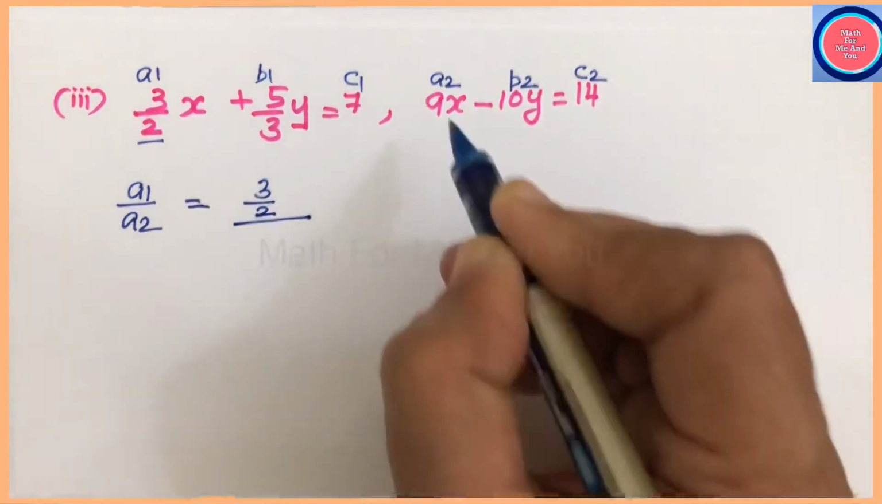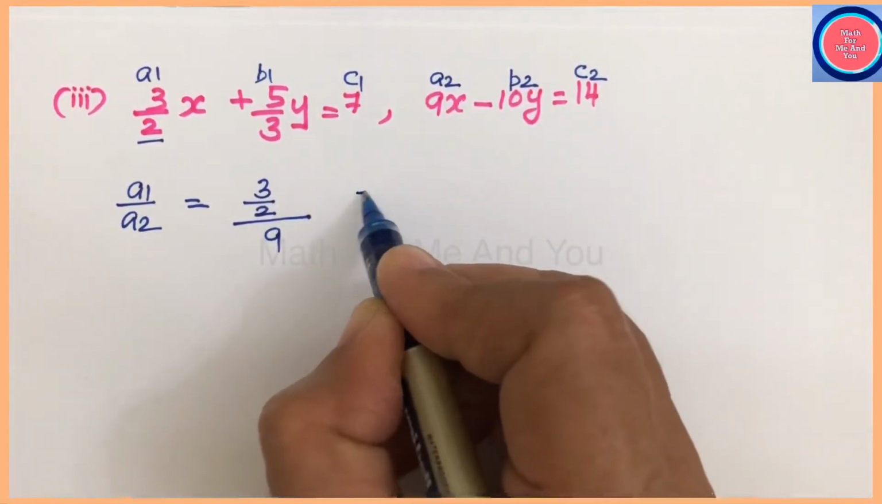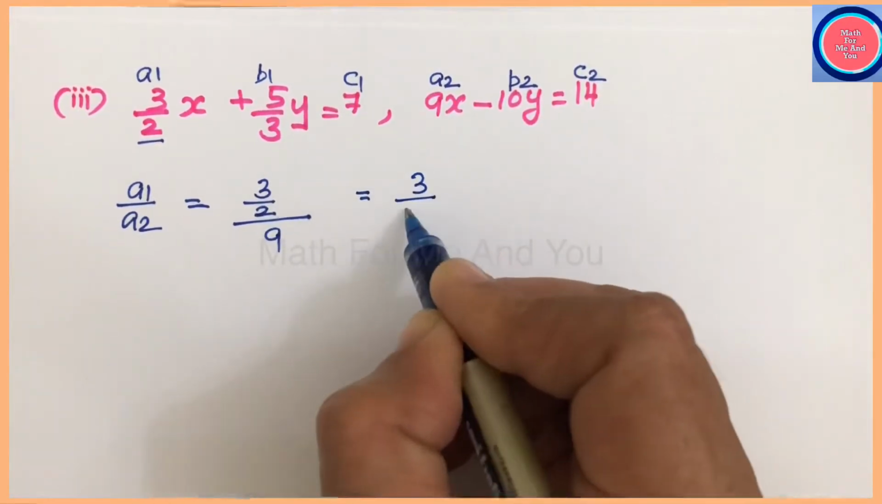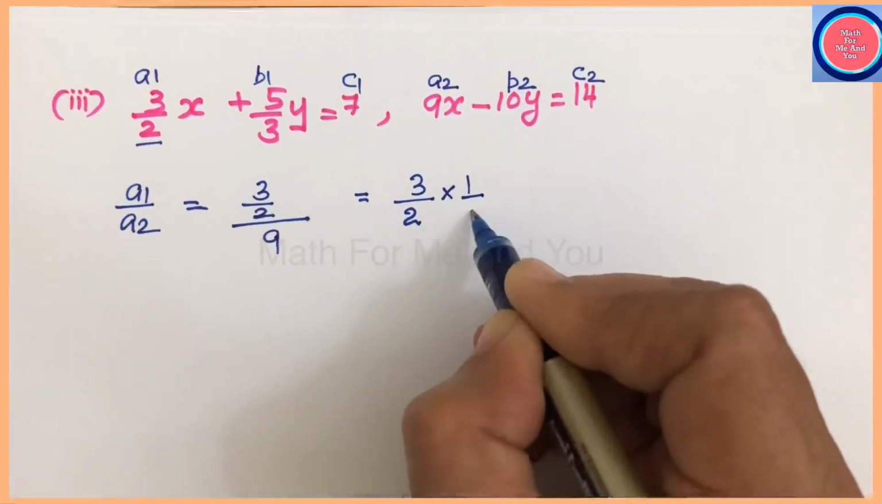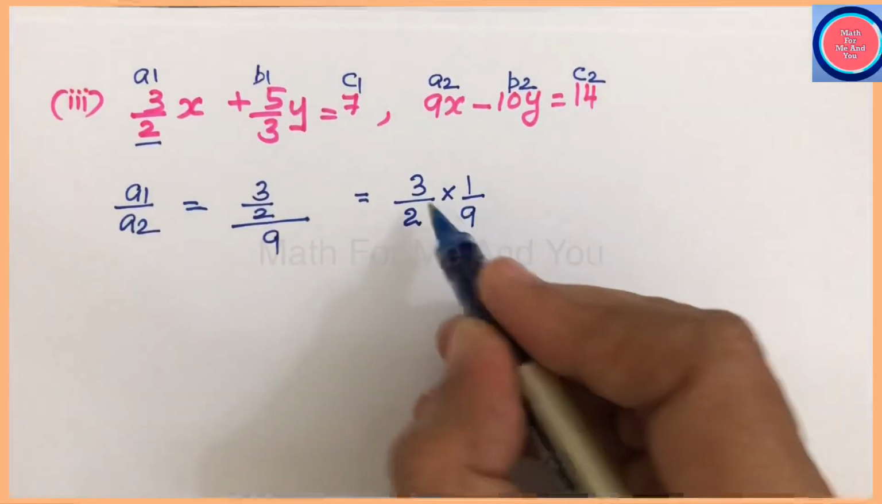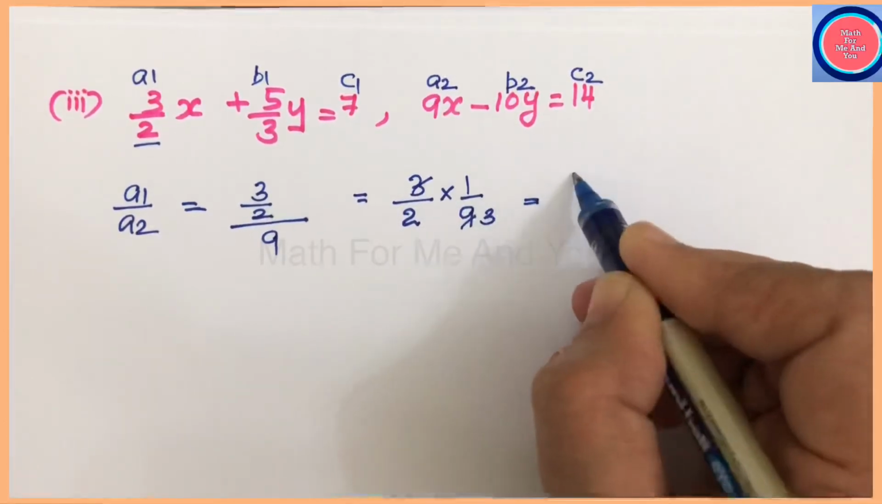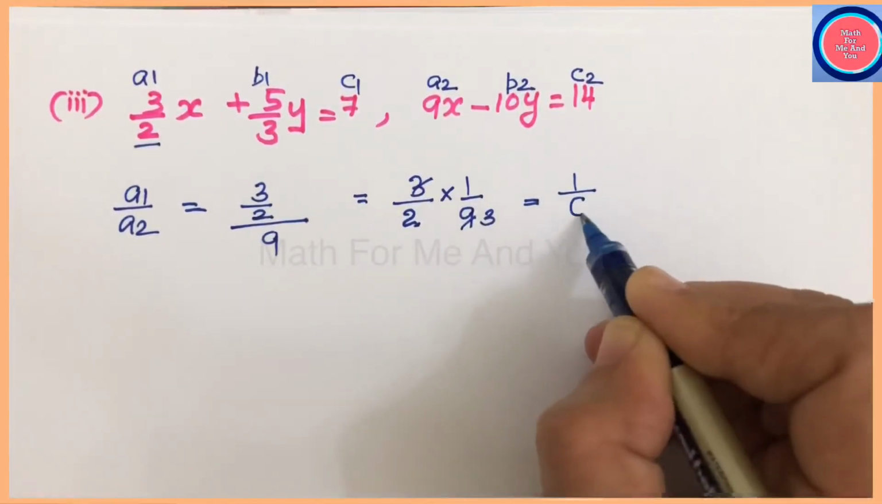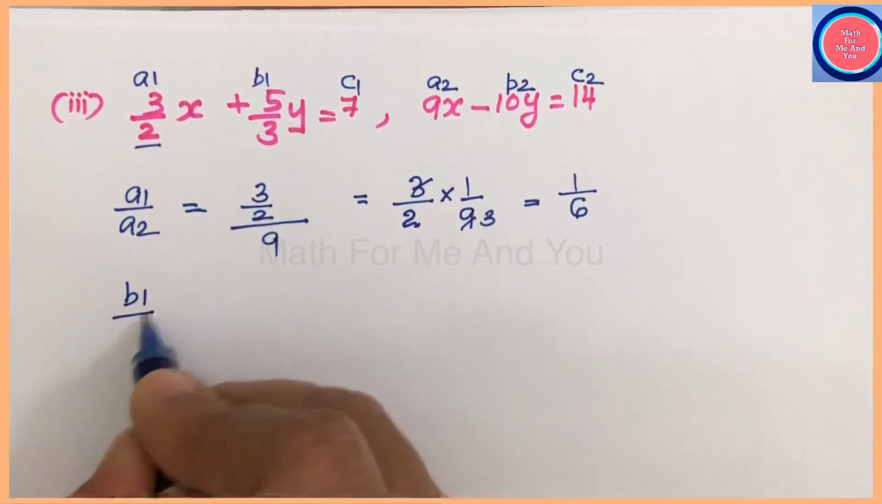It's a fraction divided by 9. How do we divide a fraction by a number? We multiply with the reciprocal of the number. 3 by 2 times the reciprocal of 9, which is 1 by 9. Here we can cancel 3 with 9. Then we get 1 in the numerator and 2 times 3, 6, in the denominator. Next we write b1 by b2.